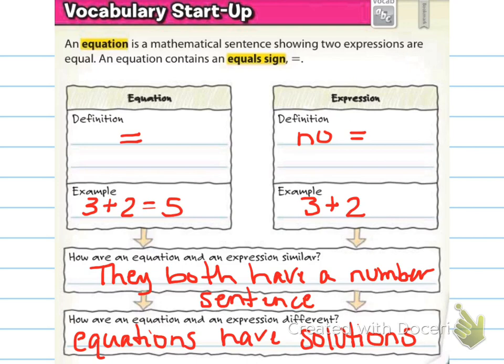An example for equations is 3 plus 2 equals 5. In expressions, it would just be 3 plus 2. How are they both similar? Because they both have a number sentence. How are they different? Equations have solutions. They have that equal sign with a solution.